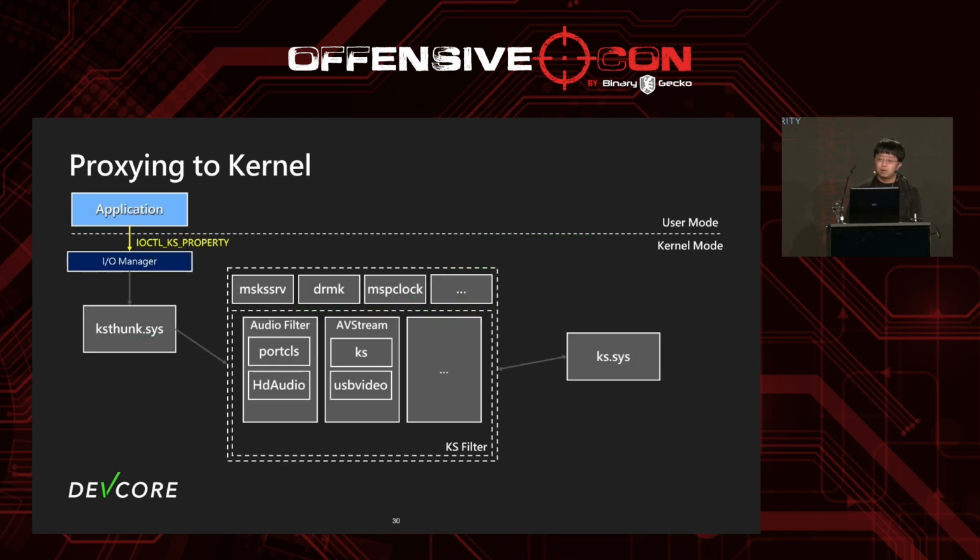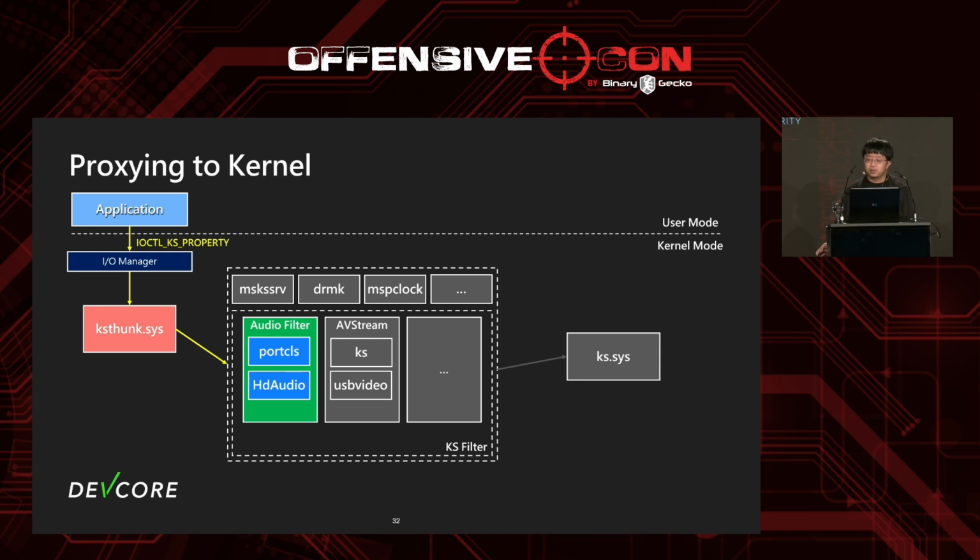Let me use a diagram to show the workflow of a proxying to kernel in kernel streaming. First, we send an IOCTL to interact with the audio device. At this point, the request mode will be user mode, and it will be handled by KSTHUNK or directly forwarded down here.